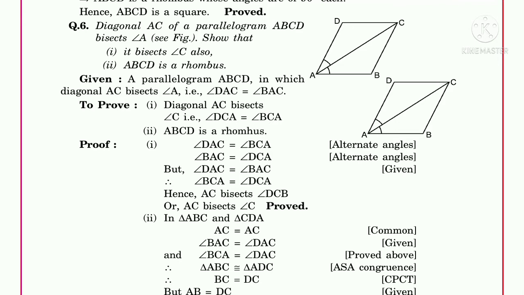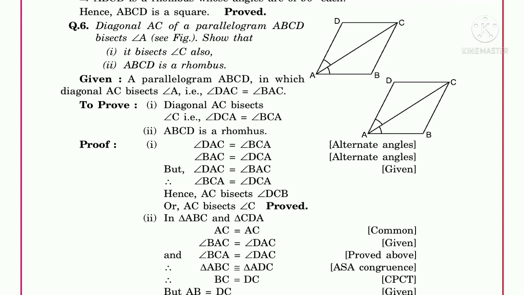In this case, first of all, bisect means the bisector. What is the meaning of bisector? Bisector means when we draw a line in between one angle, that line separates the angle into two equal parts. That is known as bisects or bisector, isn't it?